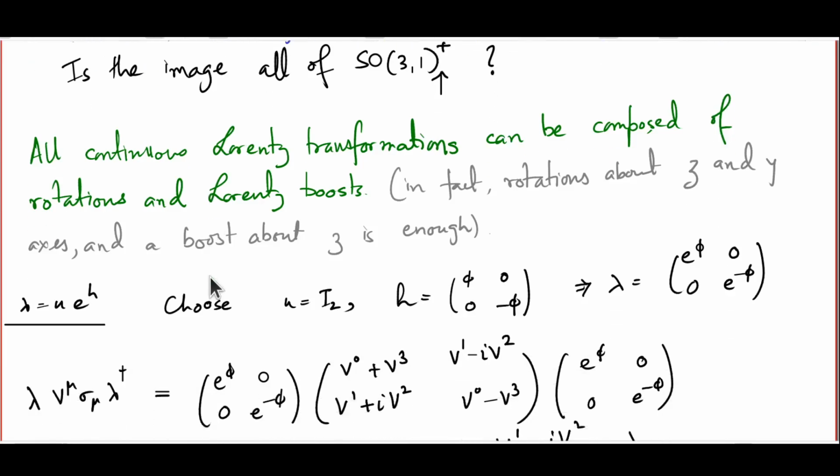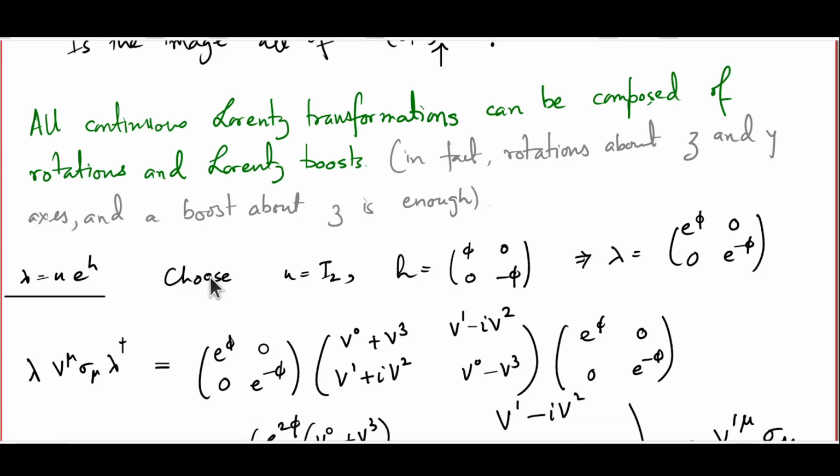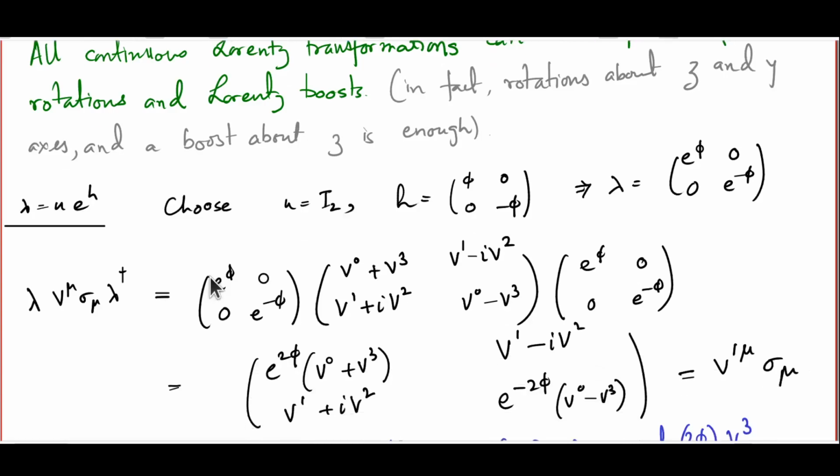Now, if we carry out our map using this particular lambda, that is, if we calculate lambda v mu sigma mu lambda dagger, that is, sandwich our v mu sigma mu matrix between e to the phi, 0, 0, e to the minus phi on the left and on the right, because in this case, phi being real, our matrix lambda actually also happens to be Hermitian. So lambda dagger is the same as lambda.